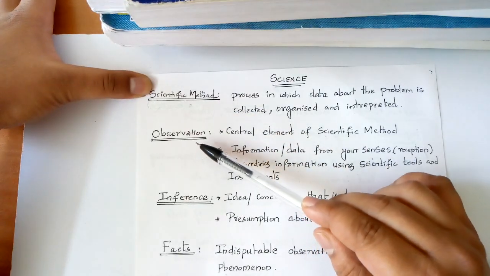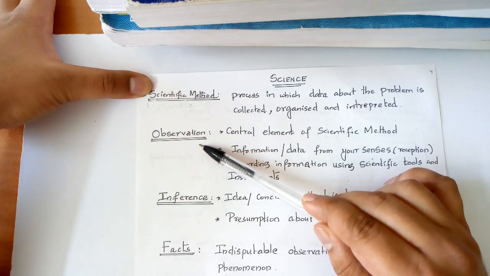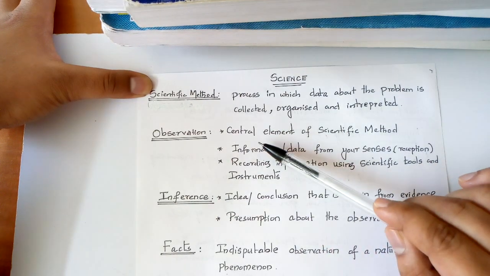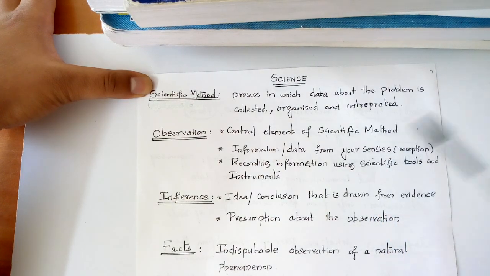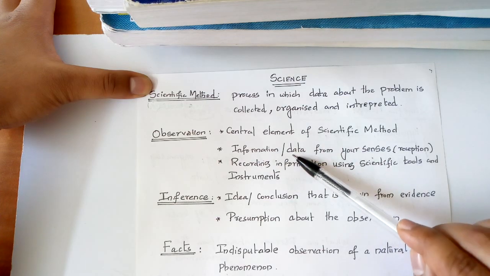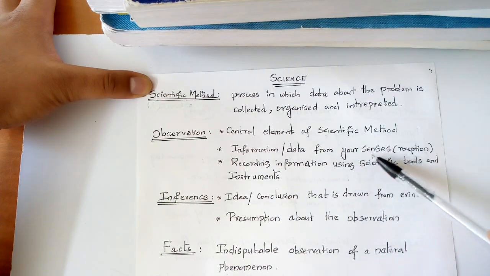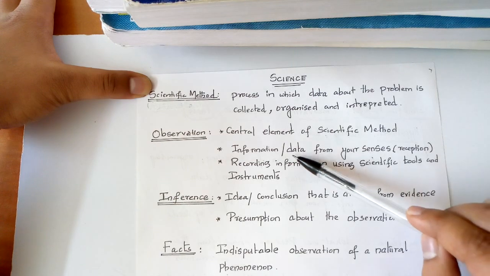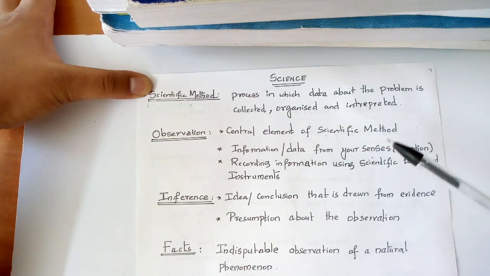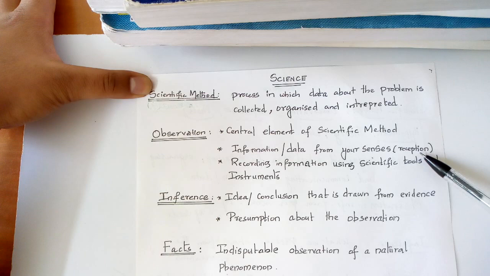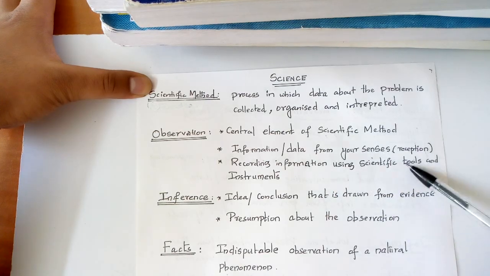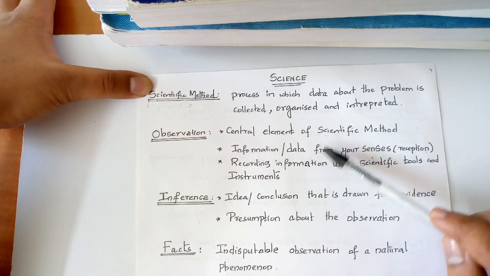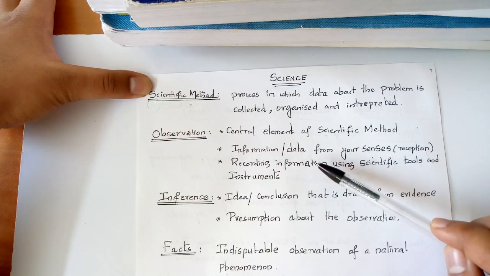And then we have a very important thing called observation, because observation plays a major role in the scientific method. That is why it is called the main or central element of the scientific method. It is nothing but the information or the data that we get from our senses. This part is called reception, because we are receiving data about the world around us with the help of our senses. And then we have something called recording the data. Recording the information using various scientific tools and instruments is also part of the observation. And that is why it plays a main core role in the scientific method.